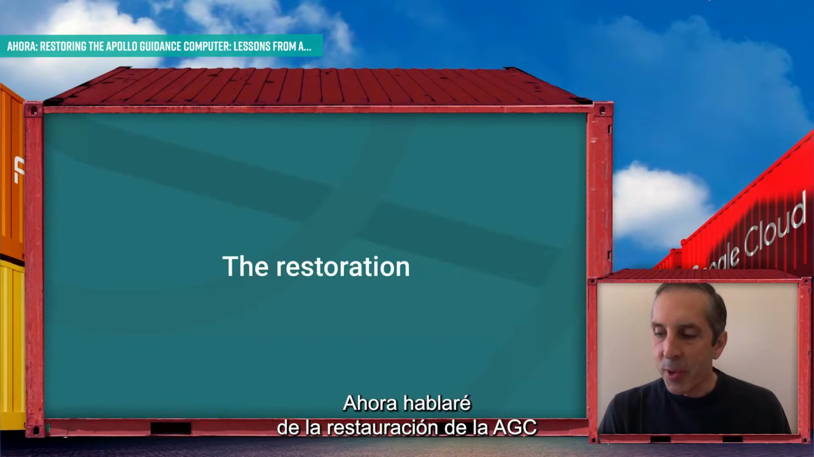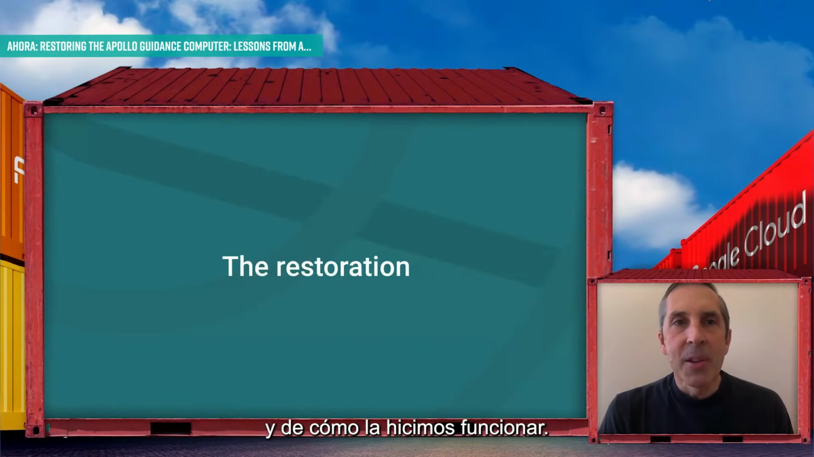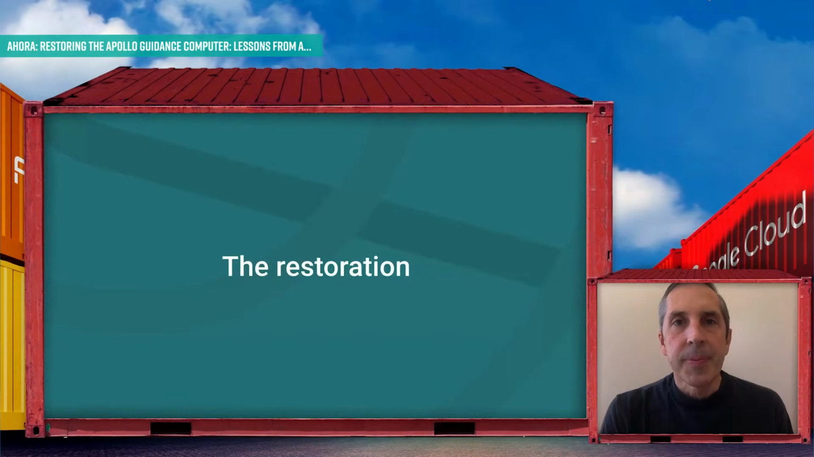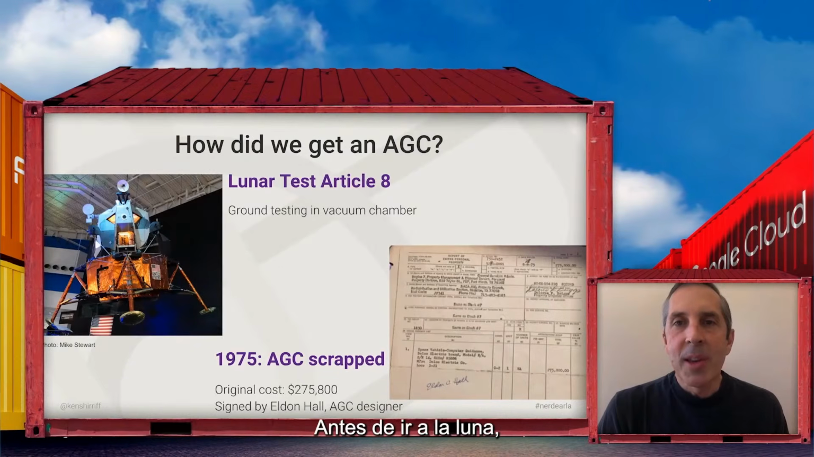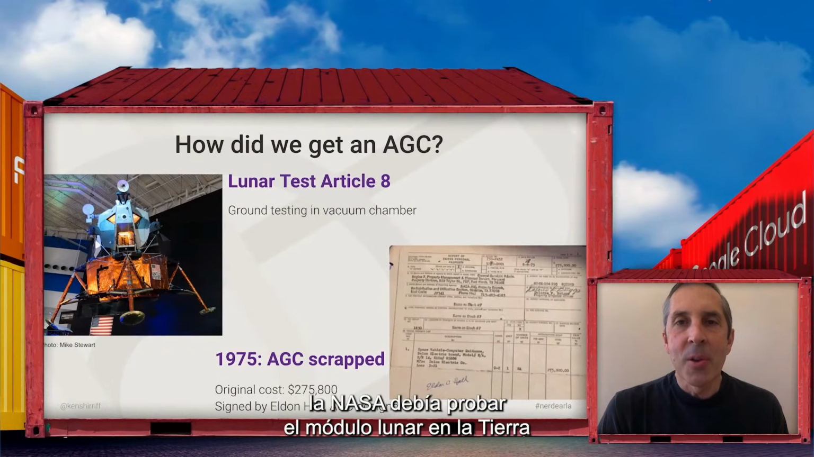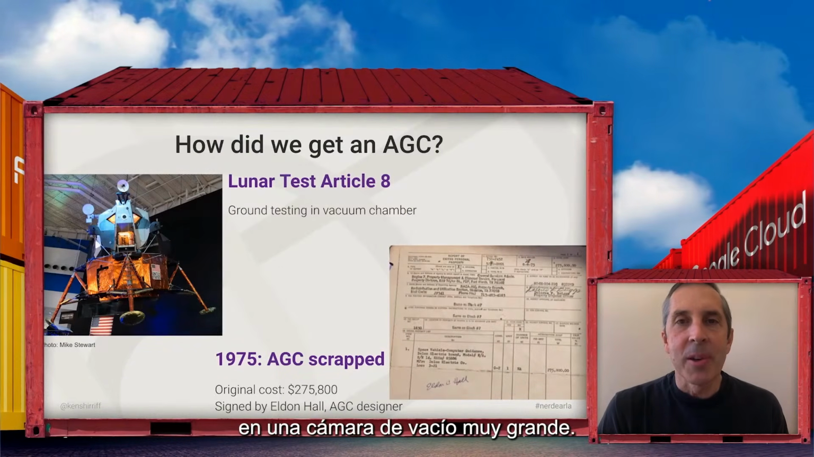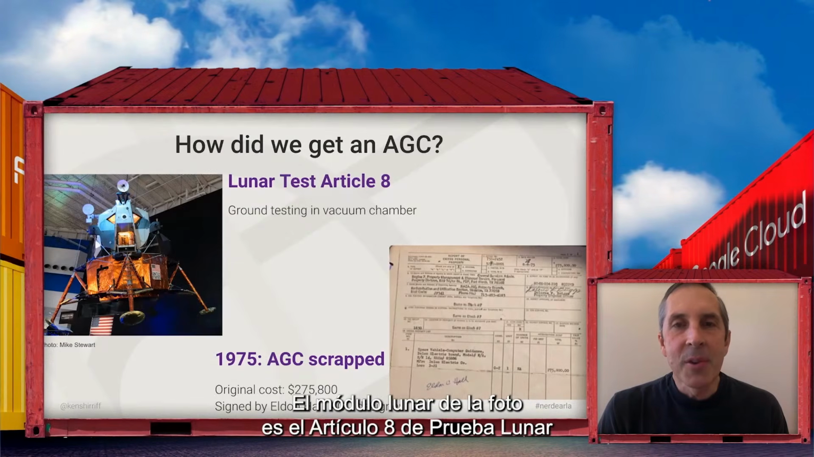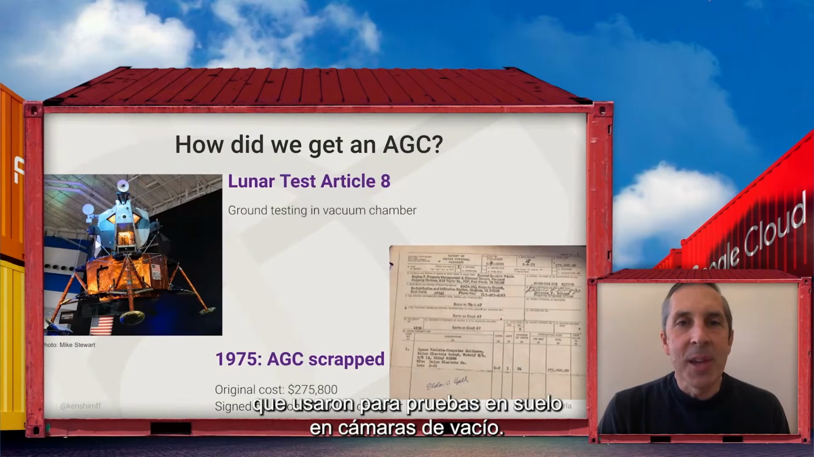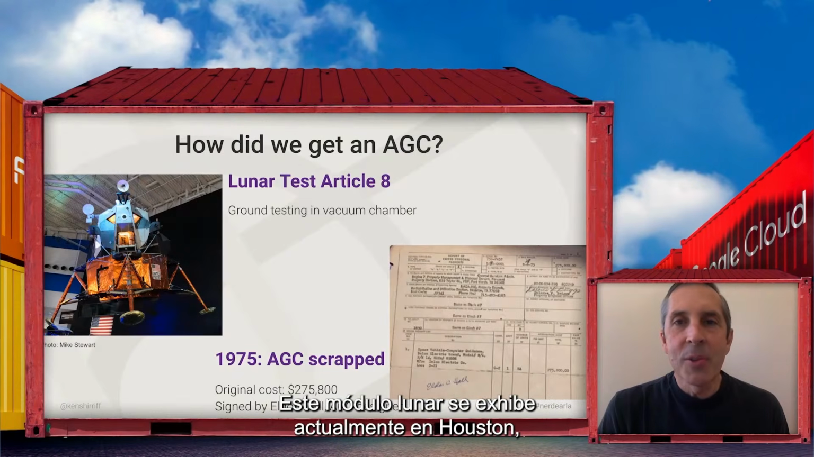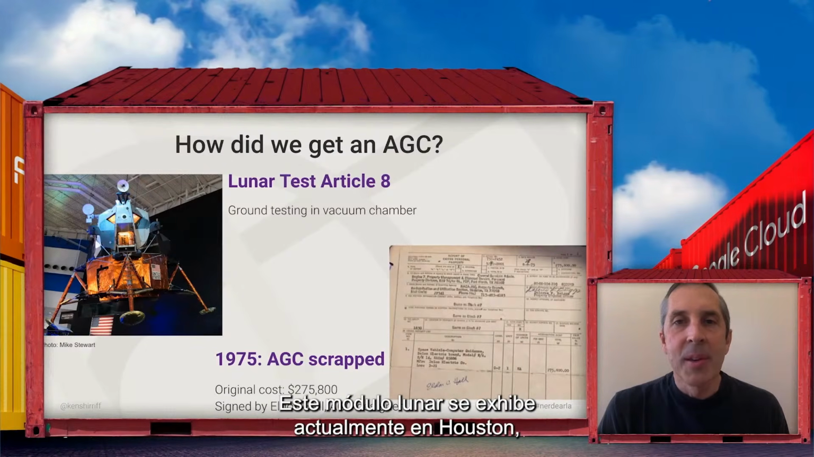Next, I'll talk about how we restored the Apollo guidance computer and got it running. Now, people often wonder, how did we get an Apollo guidance computer? Before going to the moon, NASA had to test the lunar module on Earth using a very large vacuum chamber. The lunar module in this photo is Lunar Test Article 8, which they used for vacuum chamber testing on the ground.